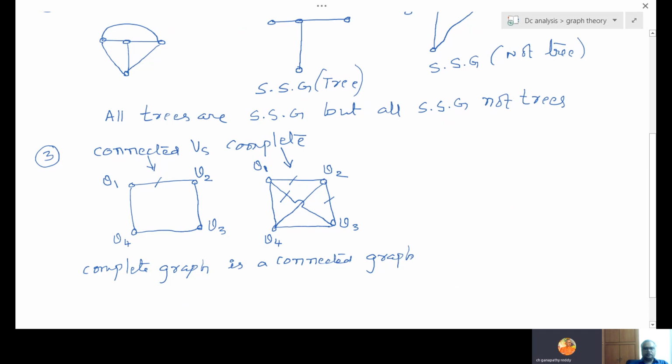Connected graph. But connected graph is not complete. Connected graph is not complete. So connected is a subset of complete.